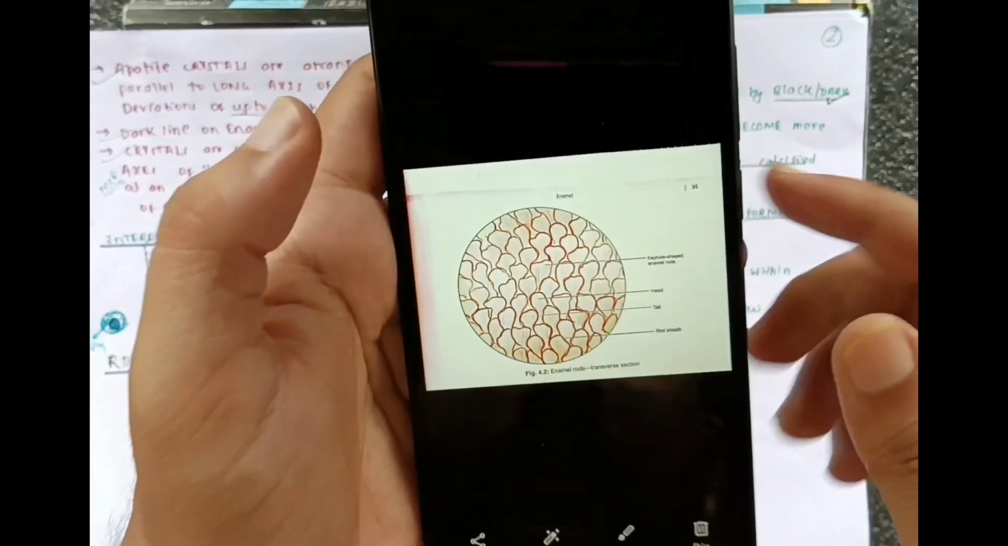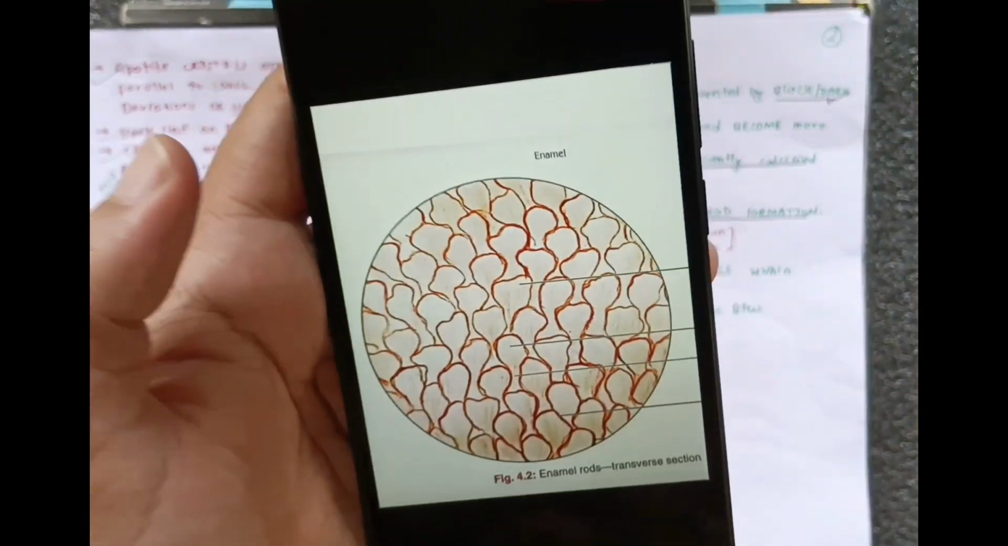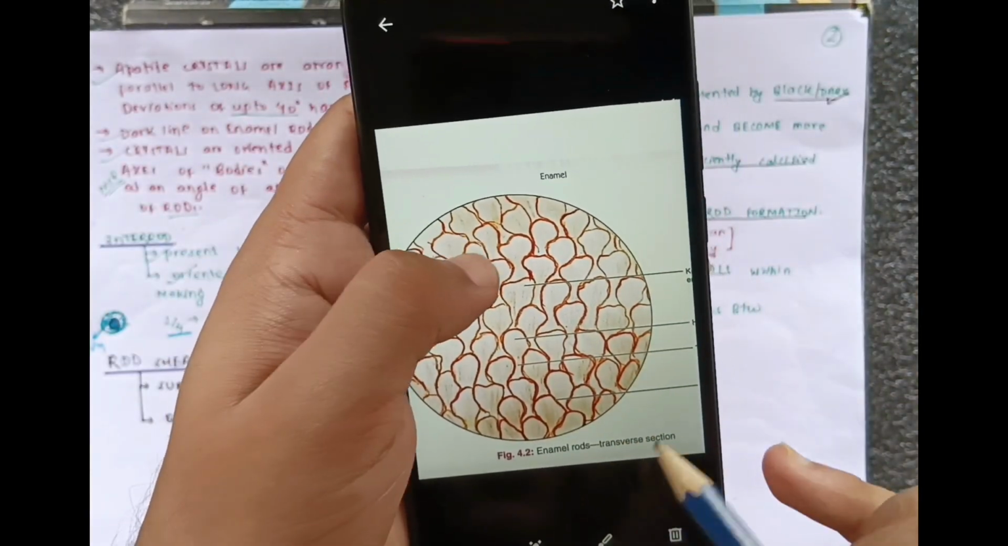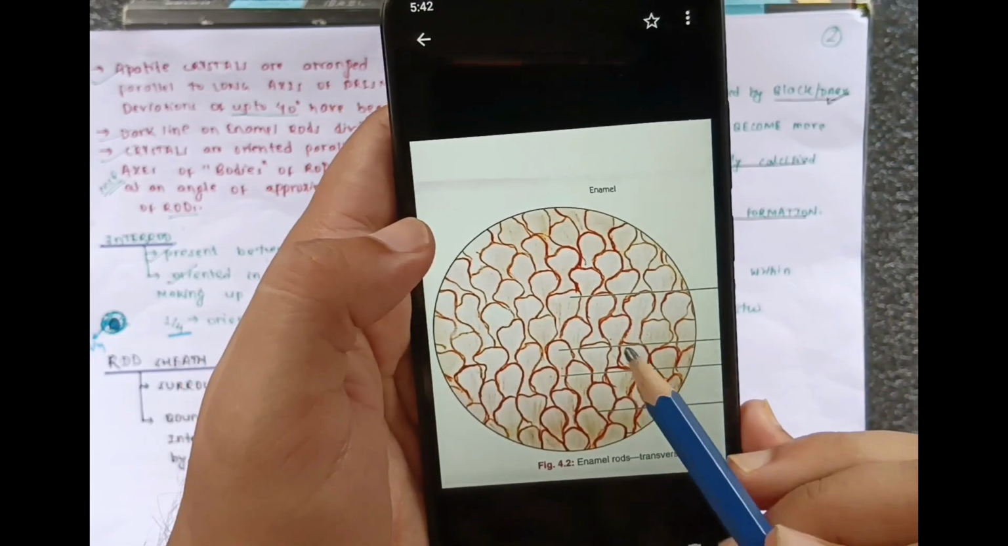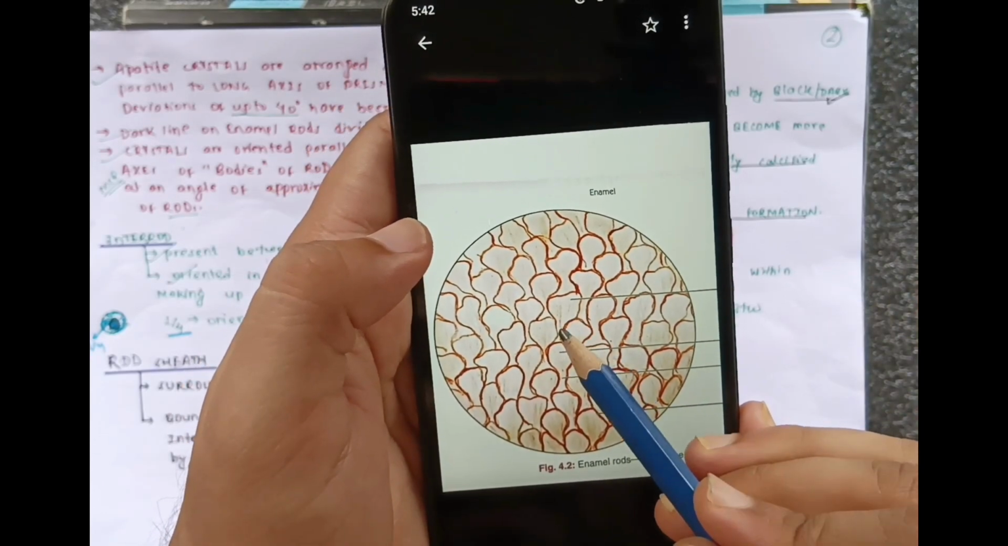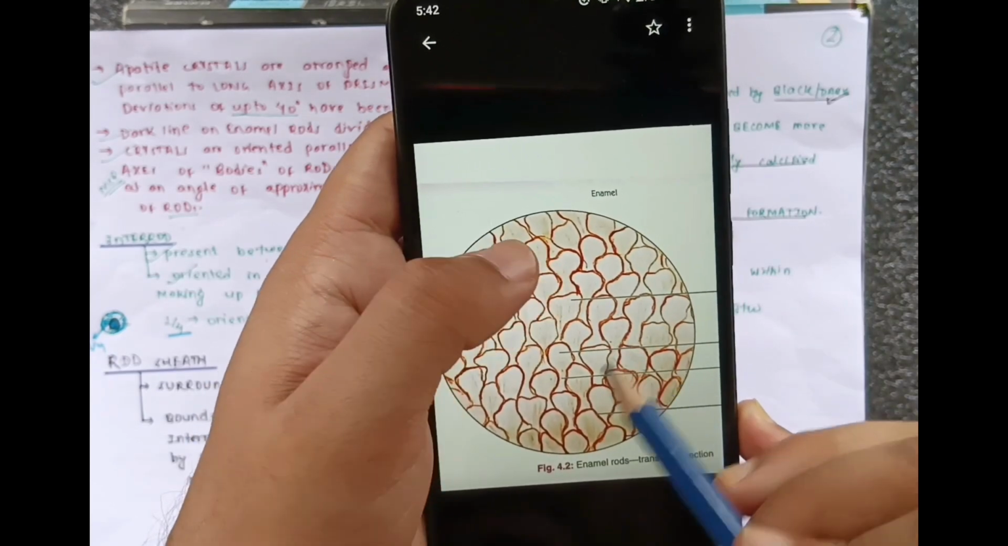As we can see here, I will first show you the picture of the enamel rod in transverse section, or cross section. Here we can see that it appears like a fish scale. This is a body portion and this is a tail portion, so they are similar to fish scales.